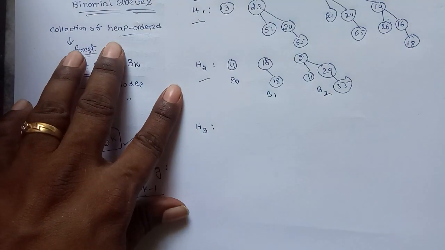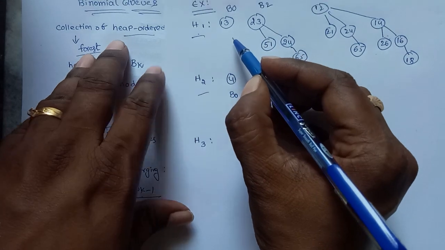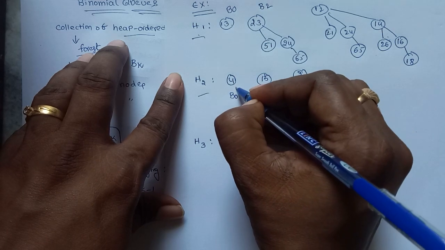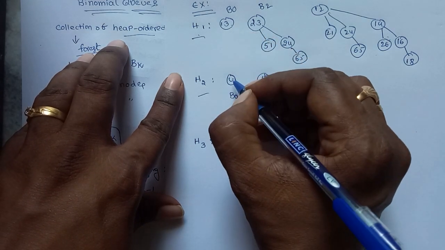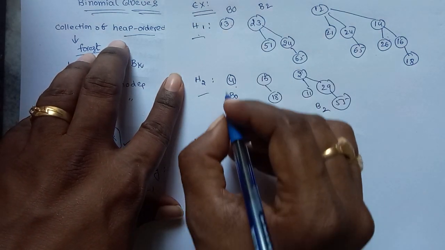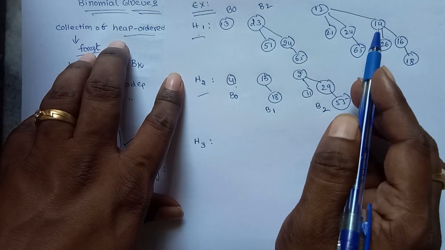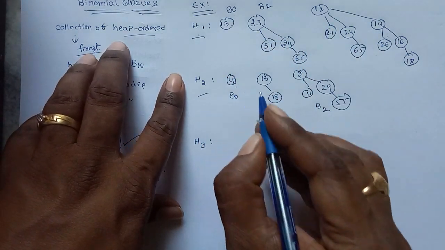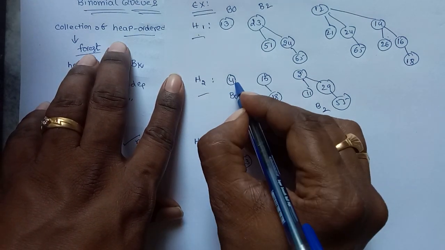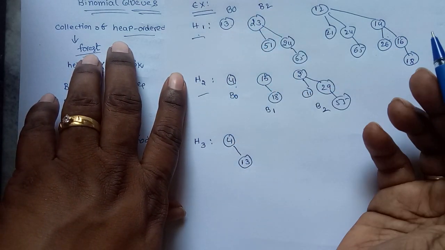The procedure is simple, starting from B0. Check whether H1 and H2 both contain B0. H1 contains B0, H2 also contains B0. So both contain B0. Two B0s appear, what will we do? Merge. So it forms B1. Which one is the root? We are using the min heap concept, so the smallest element becomes the root. So the answer is 4 is merged with 13. So B0 is completed. Now check B1.